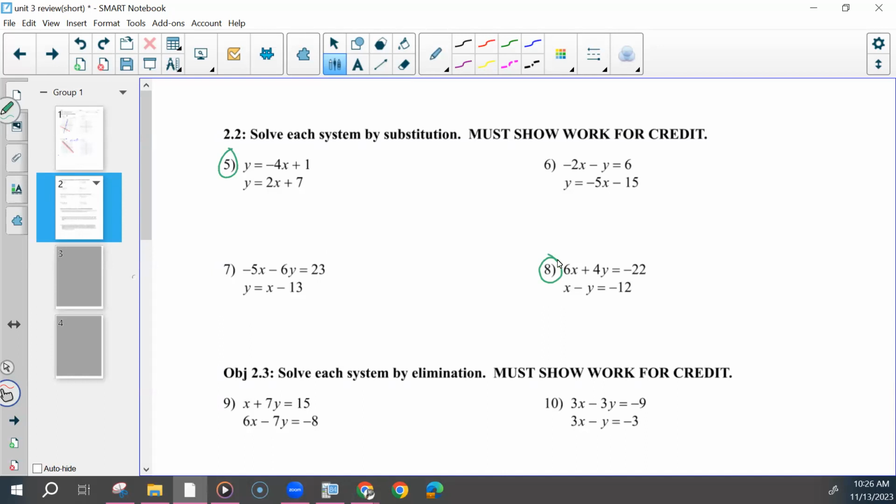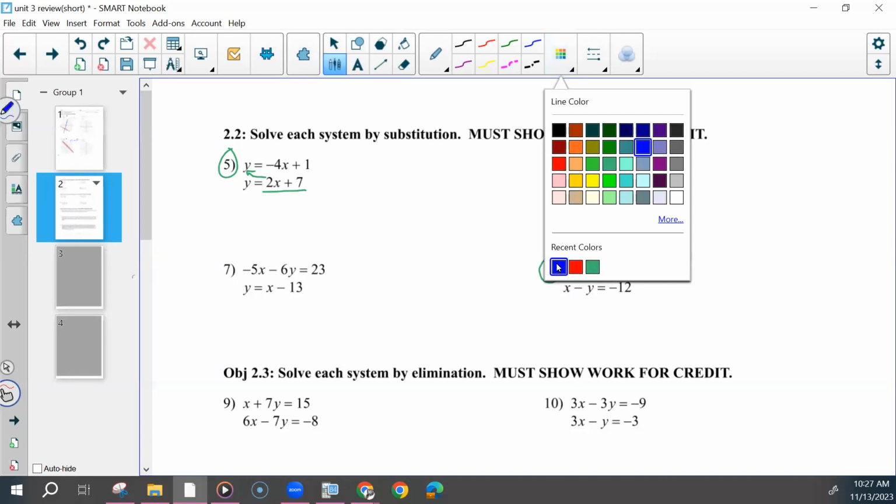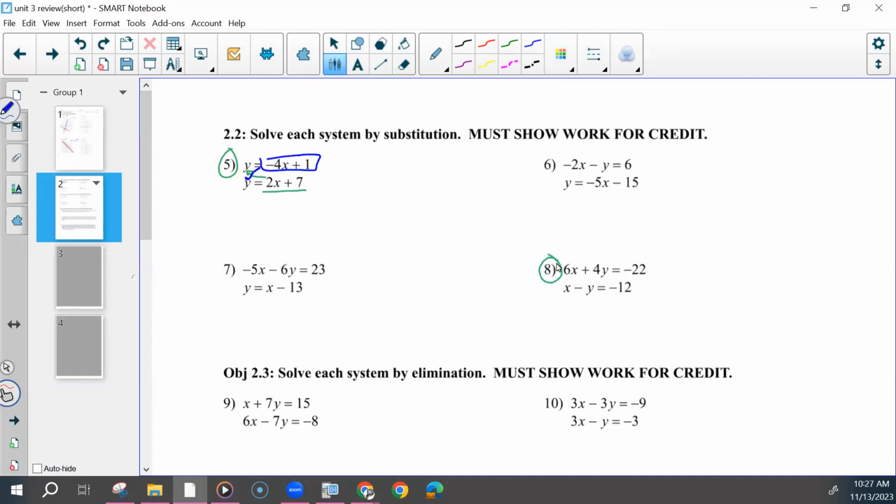Alright, so let's actually start with 5. These are both solved for y. So then you have a choice. You can take the bottom equation and substitute it into the first, or you can take the top equation and substitute it into the second. Doesn't matter, because it's going to be this equals this one way or the other. Whichever one you choose to substitute into the other, they're going to end up equaling each other. In this case only, because they're both solved for y.